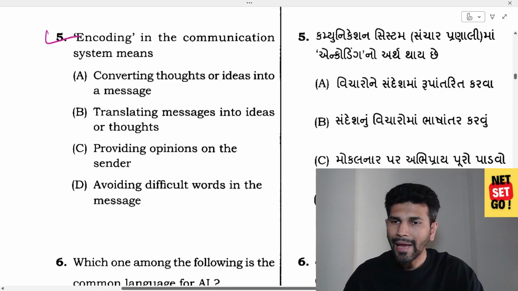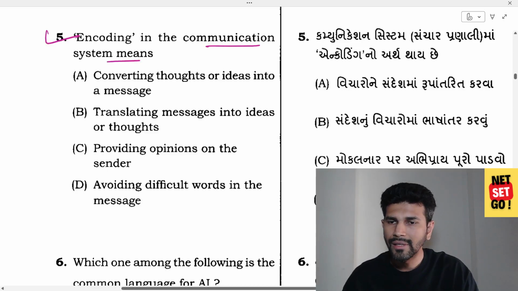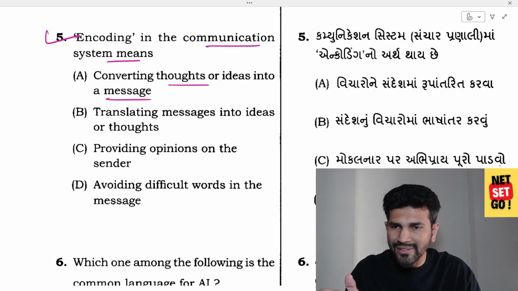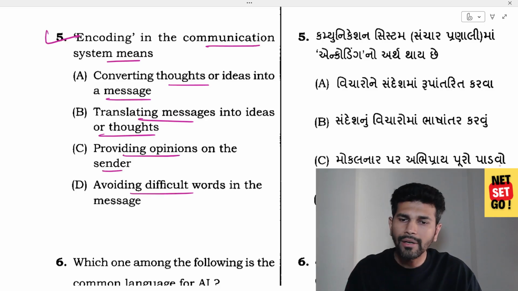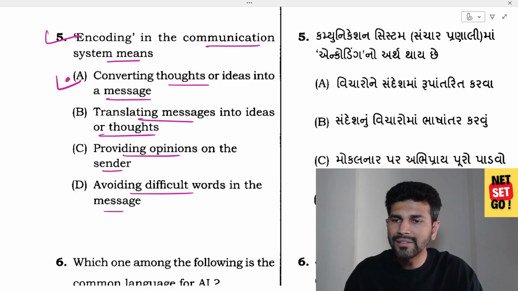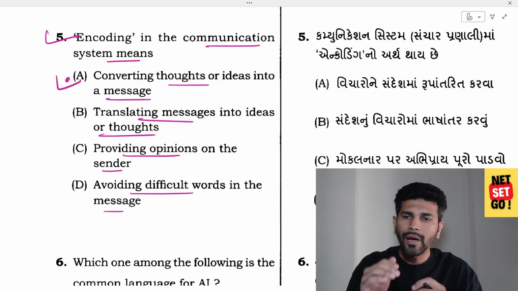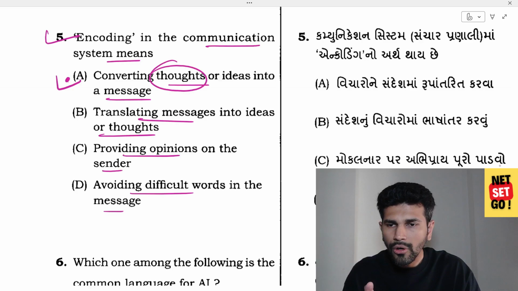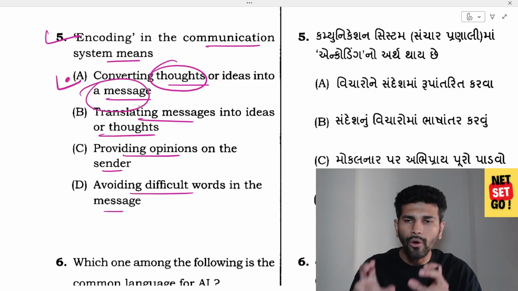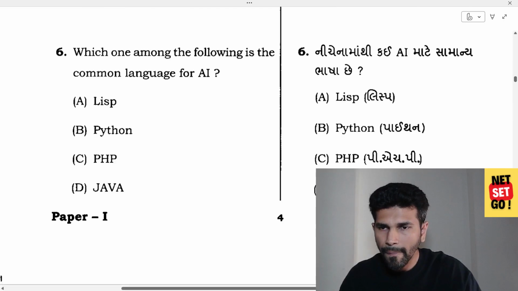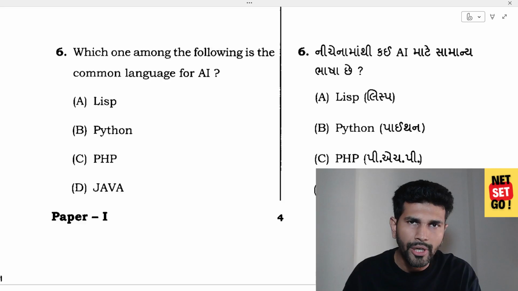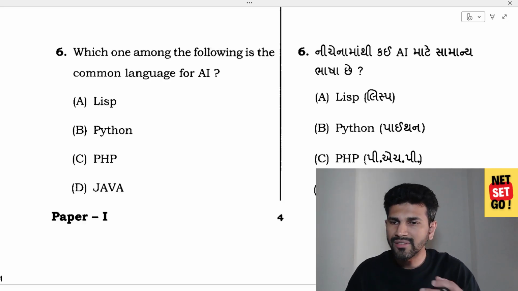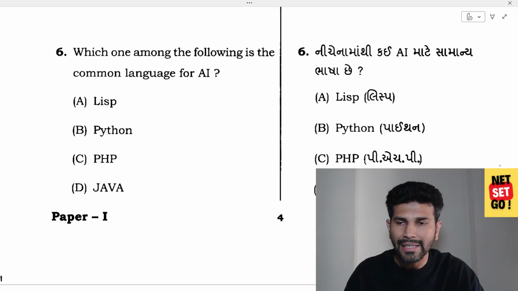Next, encoding in communication system means converting thoughts or ideas into message, translating message into ideas or thoughts, providing opinion on this sender, or avoiding difficult words in message. So option A is correct answer. Encoding means converting thoughts or ideas into message. So question 1 to 5 was from communication unit. Now let's start with question number 6 from ICT.